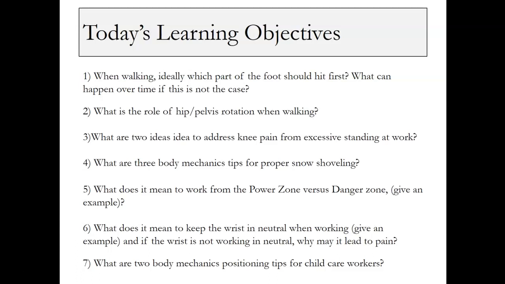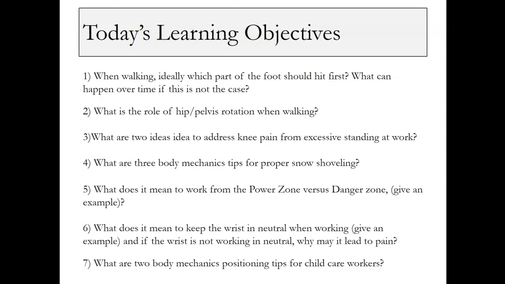low back pain. What is the role of the hip pelvis rotation when walking? So the pelvis and the hips should rotate slightly towards the forward leg, the opposite forward leg when you're walking. As you walk, you have that forward leg, and the hips should rotate slightly towards that. So to make that simple, what is the role? The hips, pelvis should rotate slightly towards the forward opposite leg when walking.